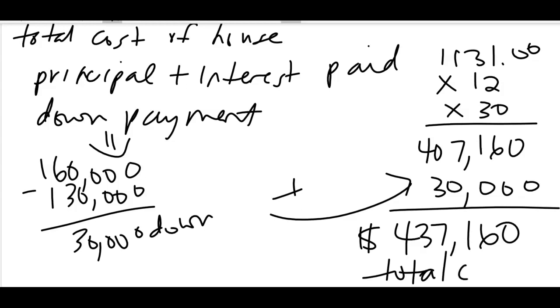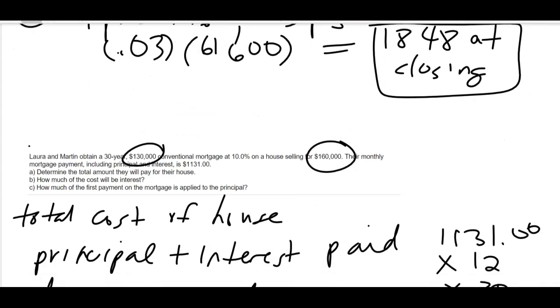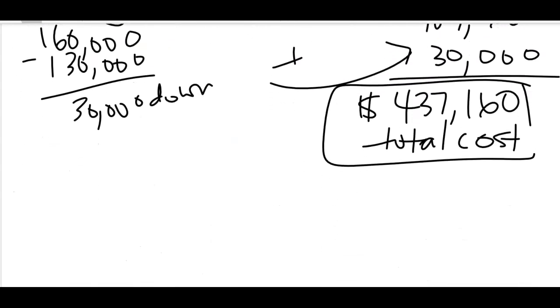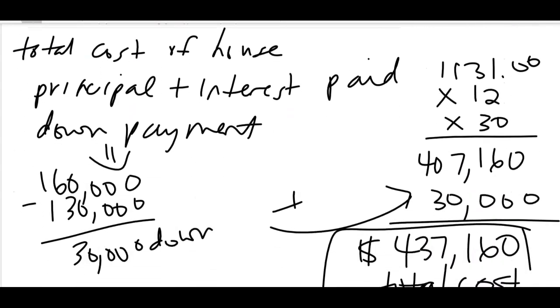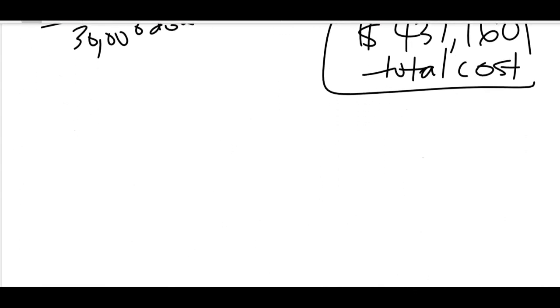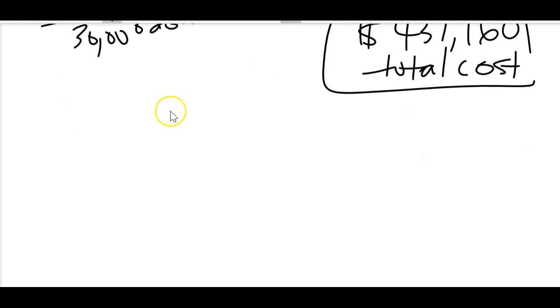And that's the total cost of the house. Okay. And then the next part of this question, let me scroll back and see what it said. How much of the cost will be the interest? Okay, so how much of the cost will be the interest?